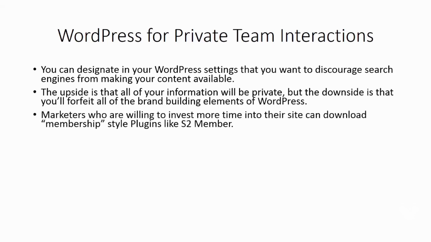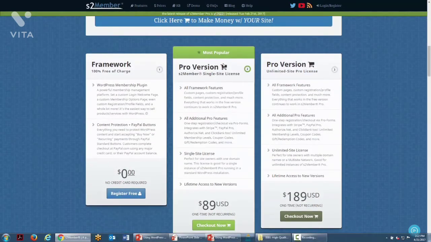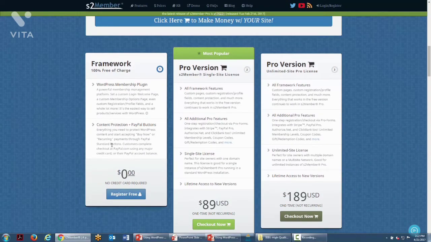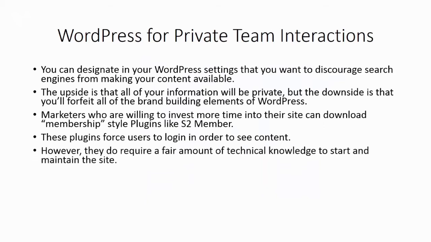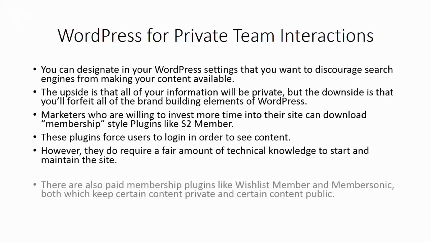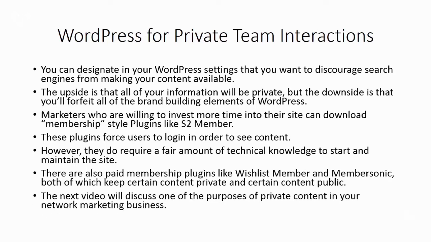Marketers who are willing to invest more time into their site can download membership-style plugins like S2 Member. And as you can see here, S2 Member has a free version right here. Now, these plugins force users to log in in order to see content. However, they do require a fair amount of technical knowledge to start and maintain the site. Now, there are also paid membership plugins like Wishlist Member and MemberSonic, both of which keep certain content private and certain content public. Now, the next video will discuss one of the purposes of private content in your network marketing business.